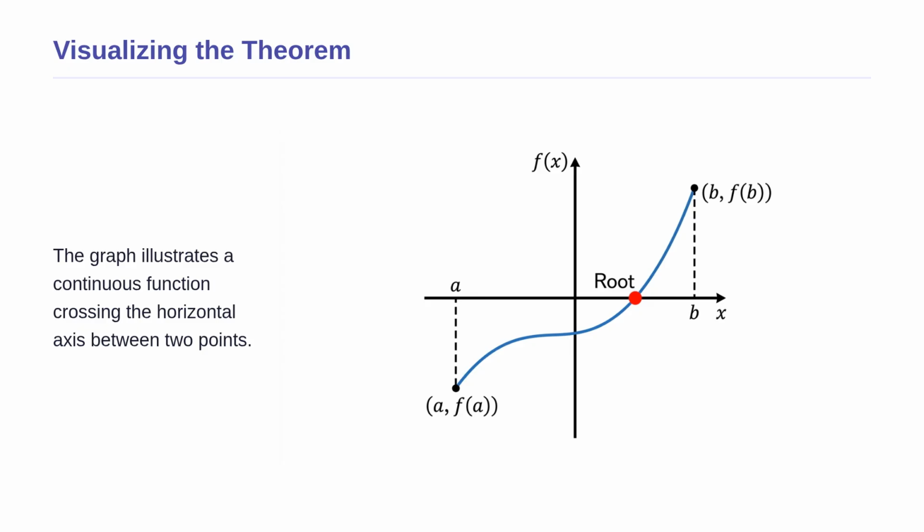Now look at the ending point on the right, labeled b. Its value, f of b, is positive. Because the curve is continuous, it has no choice but to slice through the horizontal axis to get from a to b. That red dot where the crossing happens is the root we are hunting for.